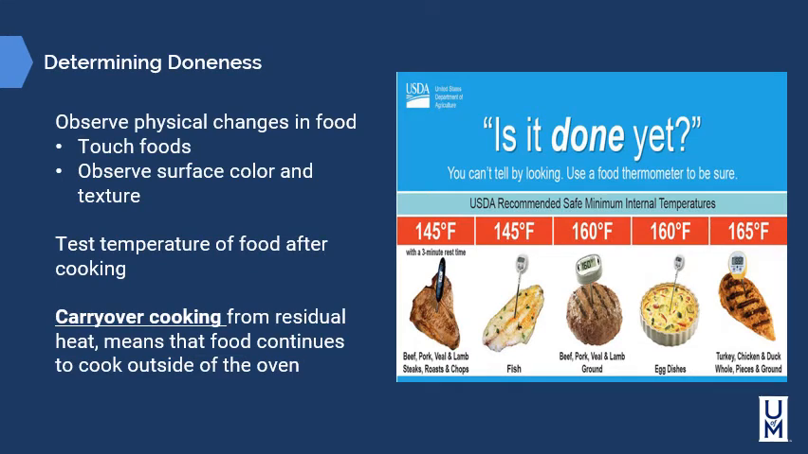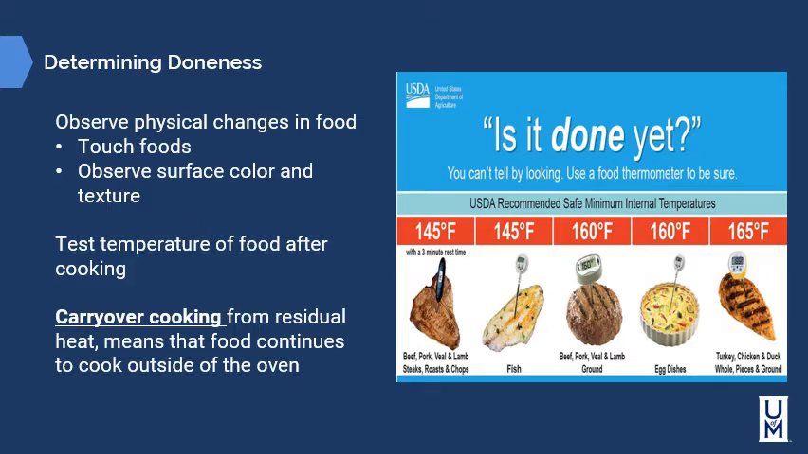Determining doneness is done in various different methods. First, observe physical changes in the food. Touch the food. You'll notice a change in the texture of it. Observe surface color and texture. Next, test temperature for food after cooking. Don't forget about carryover cooking from residual heat.